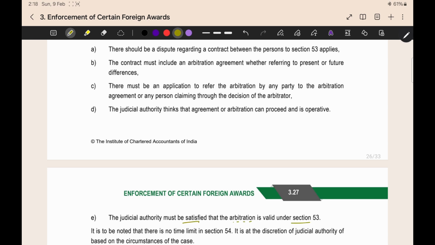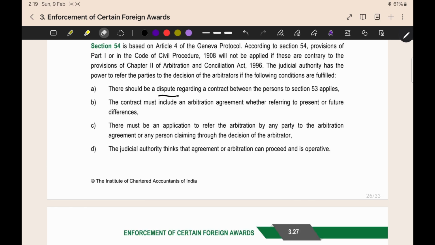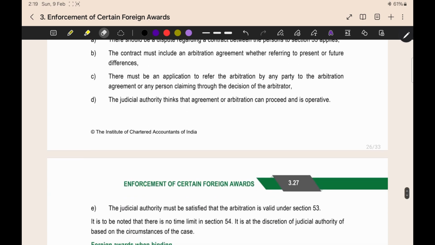Then the next point is the judicial authority must be satisfied that the arbitration is valid under section 53. First thing, there should be a dispute. Second thing, there should be an arbitration agreement. Third thing, there should be an application to refer to arbitration. Fourth thing, the arbitration agreement should be operative. Fifth thing is that the arbitration should be valid under section 53.